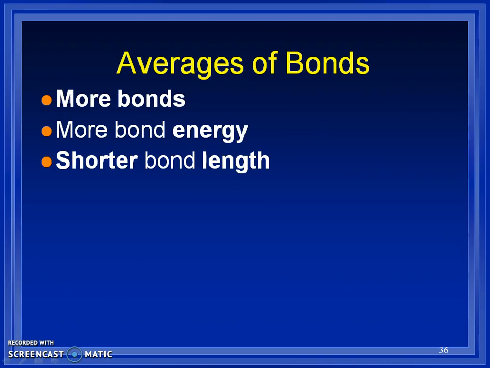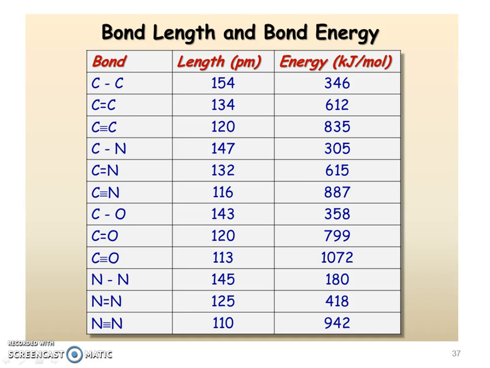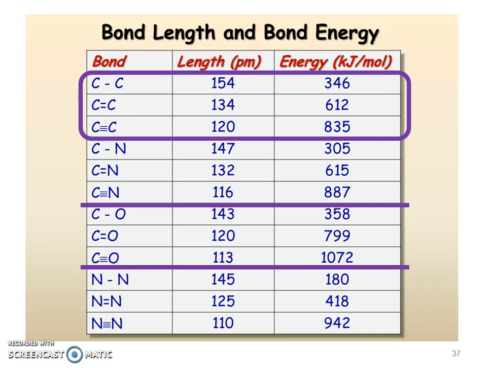So the averages of bonds, again, more bonds, more energy, the shorter the bond length. And what do we mean by that? So here is a little chart again of different bonds, their lengths and energy. So I kind of chopped it up into like the 4 sections. If we look at this, and I like this chart a lot, because it even shows you here's 2 C's coming together. It's a single bond, but as a double bond, those carbons are going to be closer together, and as a triple bond, even closer together.